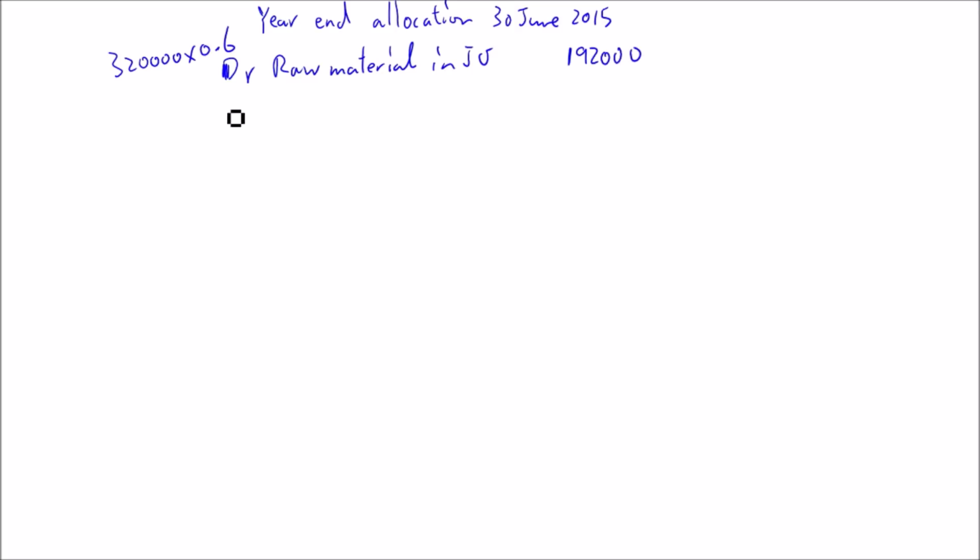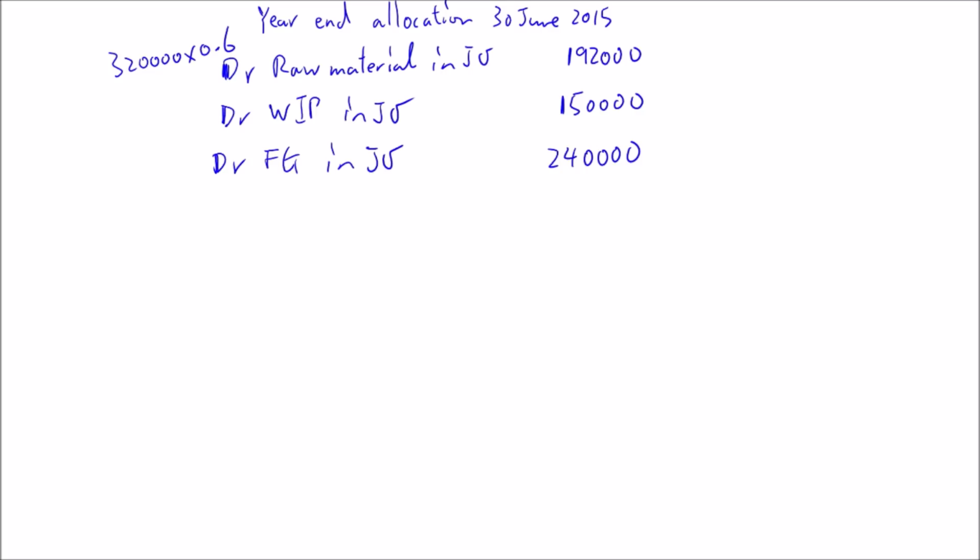So we got WIP in JO, and it was 250,000 on the statement. 60% of that equals 150,000. We also got finished goods in JO. You can either say finished goods or you can say inventory. It doesn't make a difference. So write down finished goods here. They got 400,000 on the statement. 60% of that would be 240,000.